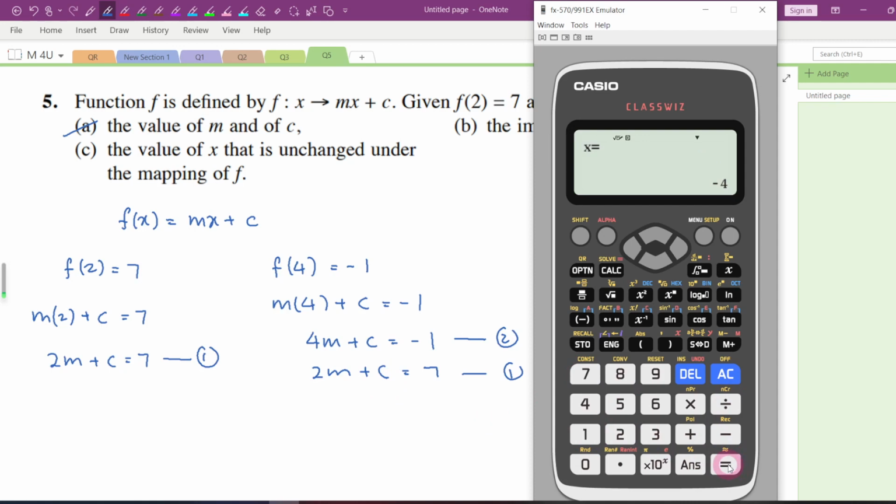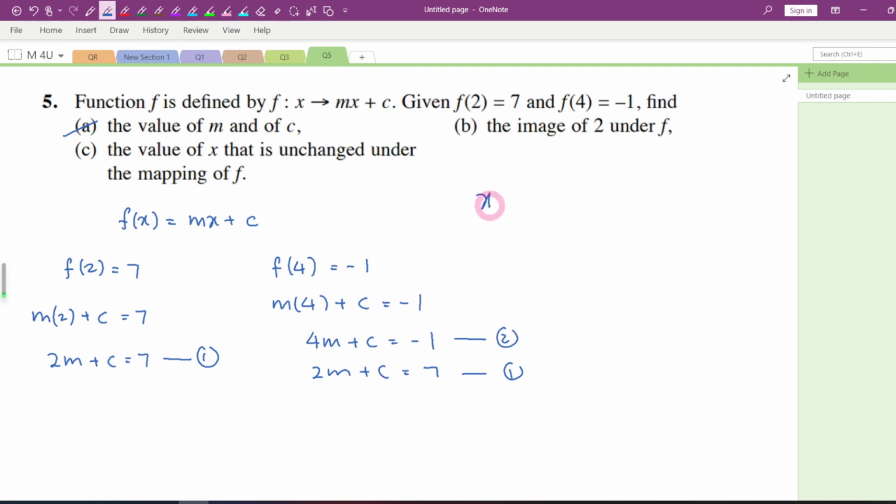Okay, x is equal to -4 and y is equal to 15. Let me copy down the answer first. X is equal to -4, y is equal to 15. Oh, sorry, here is not y and not x either, because this one is m and this is c.